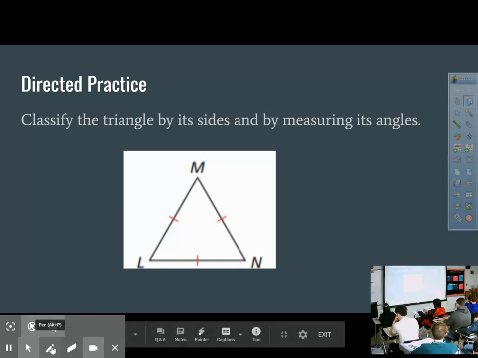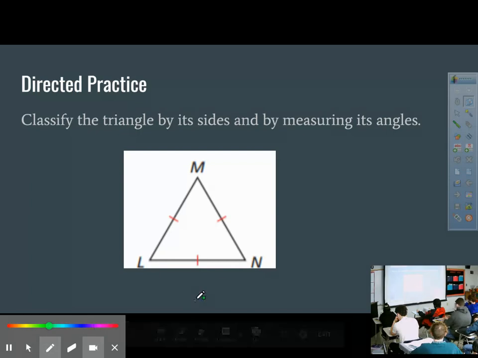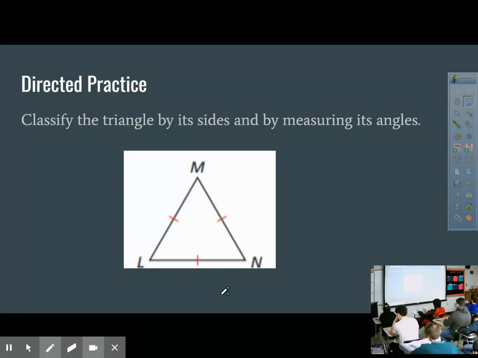Alright, what about this one? Emily, what do you notice about the sides? So what does that mean? They all equal the same length? Alright, so what type of triangle could we call it based on its sides? Equilateral? Could I have called it something else? Yeah, you could have called it isosceles also. Equilateral or isosceles would work.